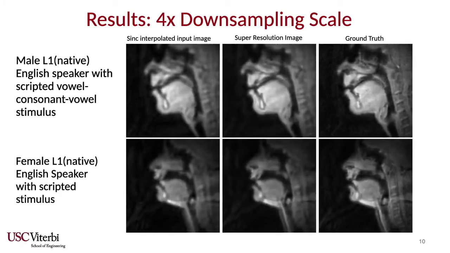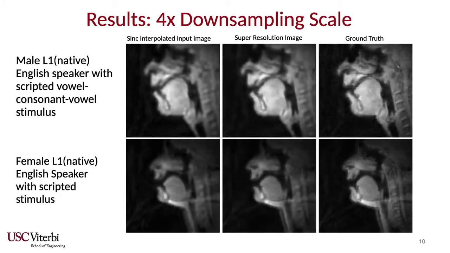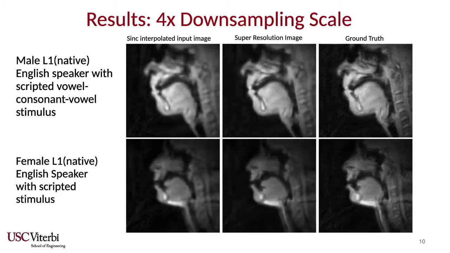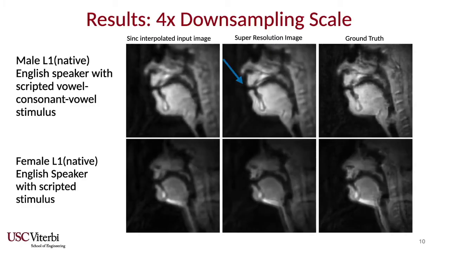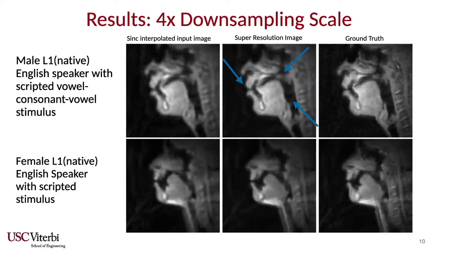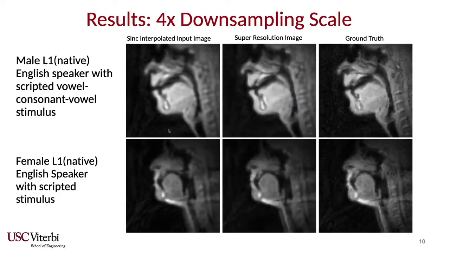Here are some initial results with 4x downsampling scale. As you can see, the super resolution images do a pretty good job of reconstructing features including the lips, the velum, the epiglottis, and the tongue. At this frame, we can see that the epiglottis is properly reconstructed in both the ground truth as well as the super resolved image. However, there is some extra blurring in the super resolution image, which comes from the blurring in the sinc-interpolated image at the epiglottis area as well.